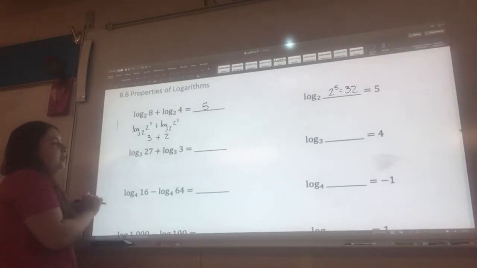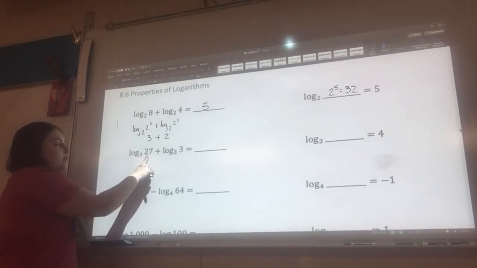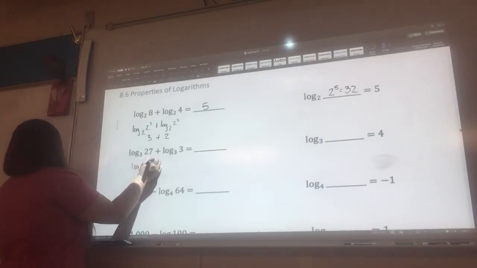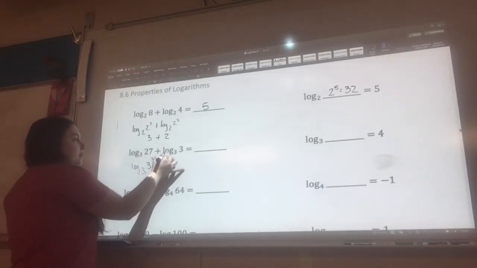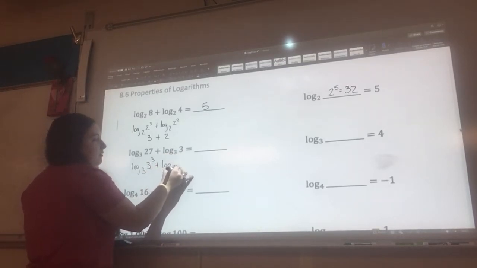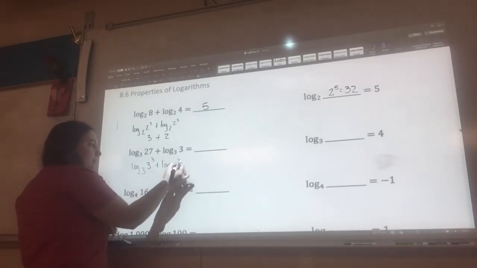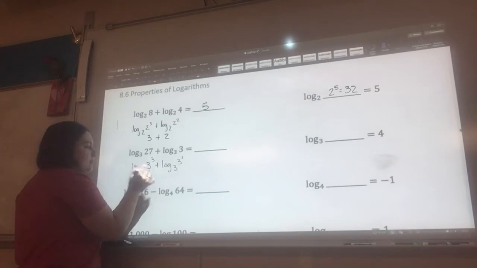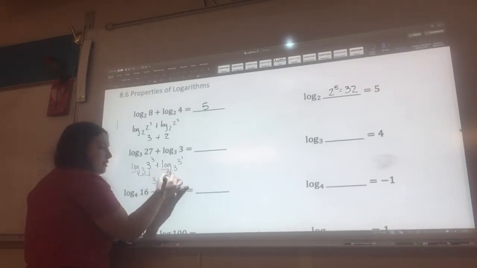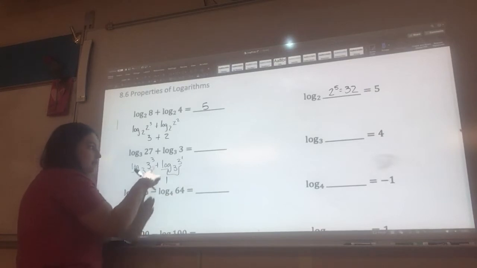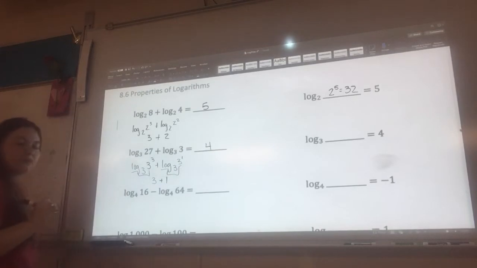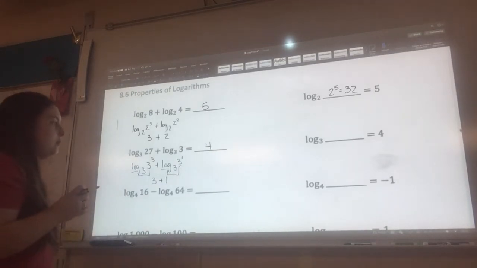But moving on, our next problem, log base 3 of 27 plus log base 3 of 3. Well, 27 is the same thing as saying log base 3 of 3 to the third. And we don't need to change this one because it's the same thing. That's nice. But remember, there is an invisible 1 there. So we've got to remember that does exist. So this will cancel out, and we're left with 3. This will cancel out, and we're left with 1. So we can see that 3 plus 1 is going to give us our answer of 4. Starting to see a pattern yet?